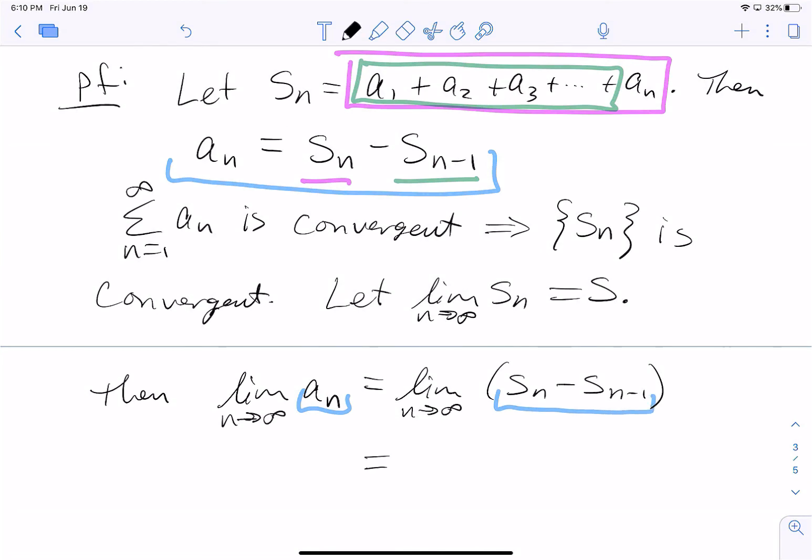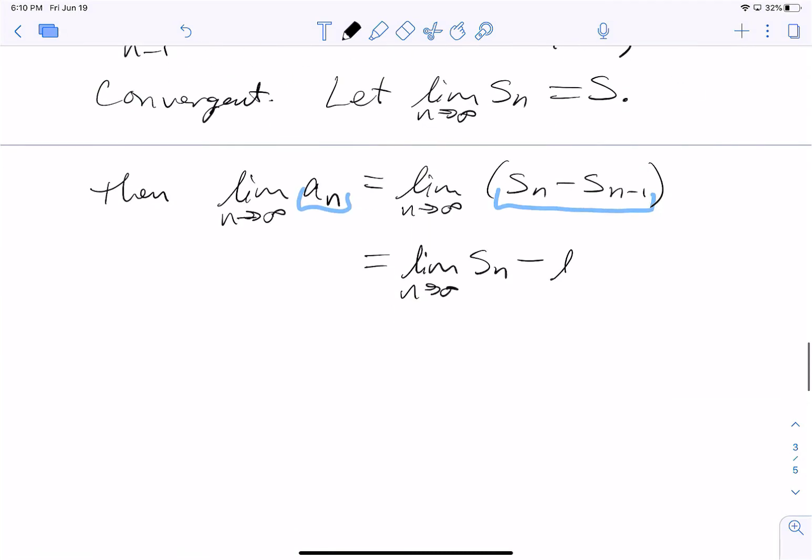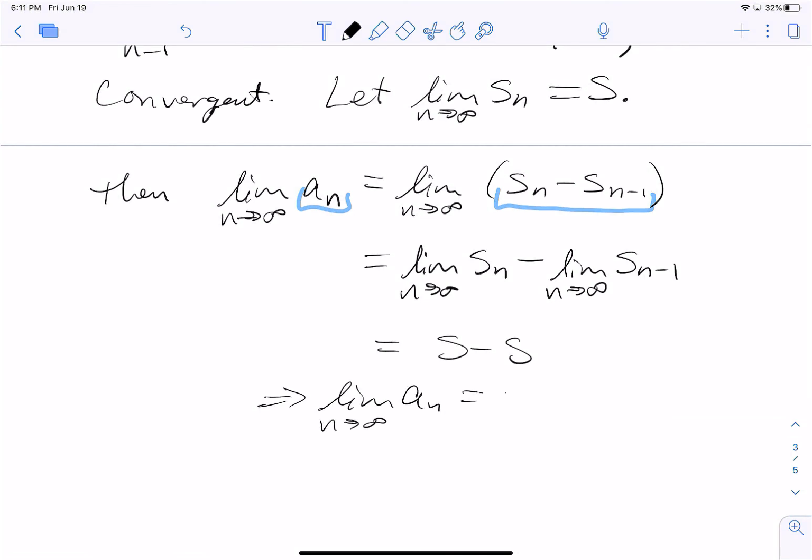By using a limit law, we can say then that this becomes the limit as n approaches infinity of s sub n minus the limit as n approaches infinity of s sub n minus 1. But folks, they both have the limit of s. And so the right-hand side equals s minus s. And you might say, wait a minute, this one's s sub n minus 1. Yeah, n minus 1 goes to infinity if n goes to infinity, right? So we can conclude that the limit as n approaches infinity of a sub n is equal to 0, which is what we were trying to prove in the first place.